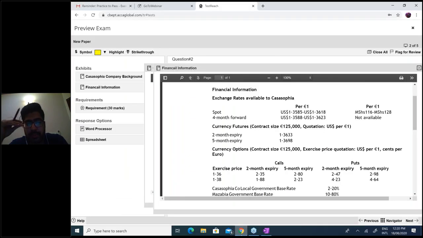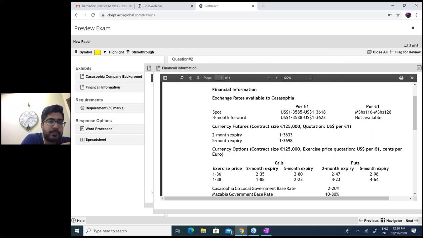Once again, go back to the question. I will write it also later. You are given financial information. First, you are given spot rates: US dollar 1.3585 dash US dollar 1.3618 per euro. Per euro means euro in denominator. And the 4-month forward is US dollar 1.3588 dash US dollar 1.3623 per euro. And then you are given MSHS, that's shillings, 116 dash shillings 128 per euro, but the 4-month rate is not available.